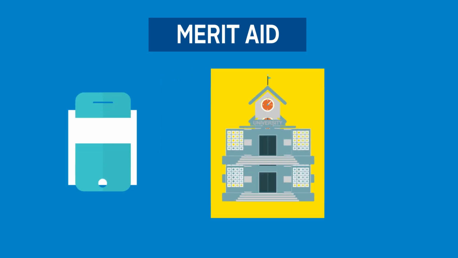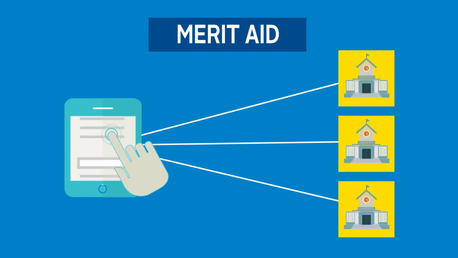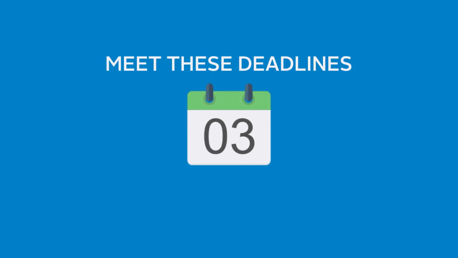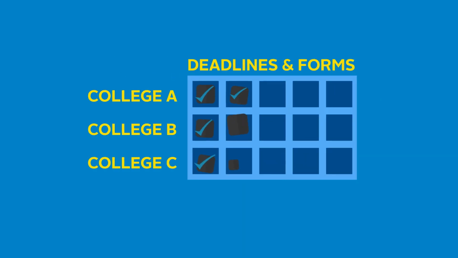For merit aid, the process is often different at each college. Students should contact each one to find out about its scholarship procedures. It's critical to meet these deadlines. I recommend students make a chart to track deadlines and forms needed for each school.